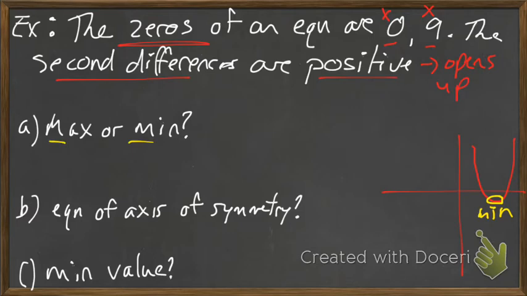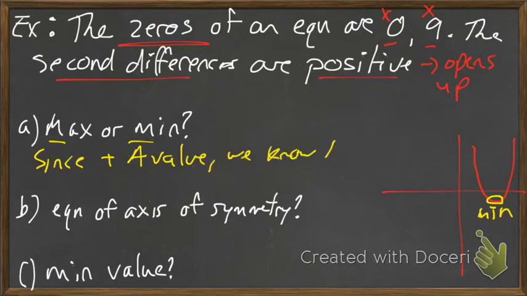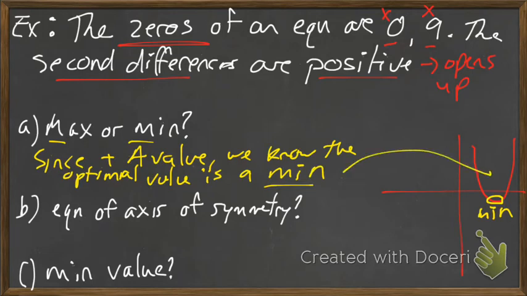Is it a max or a min? Since the a value is positive, we know the optimal value is a min. And again, you can see that from the graph there.